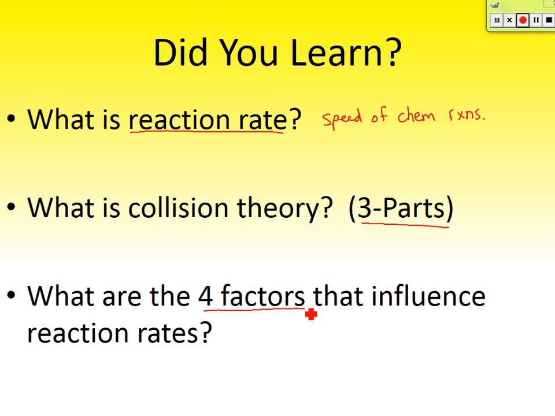Usually makes the reaction go faster. And finally, a catalyst. If you use a catalyst, it lowers that activation energy barrier, and so it makes the reactions occur faster. So again, temperature, surface area, concentration, and the catalyst.